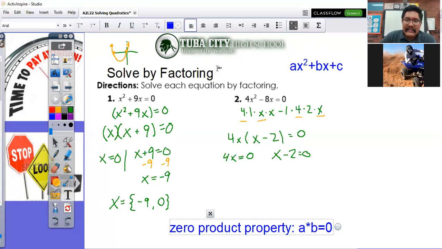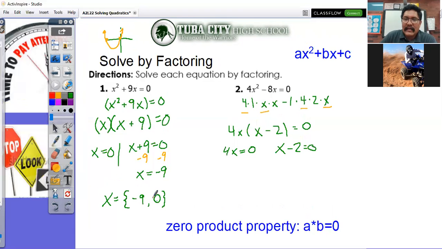So that's basically the zero product property, and that's why we call the solutions zeros as well. All right, so I'm going to continue solving here. I'm going to just use regular algebra, divide both sides by 4, and I get my first solution. It's x equals 0.